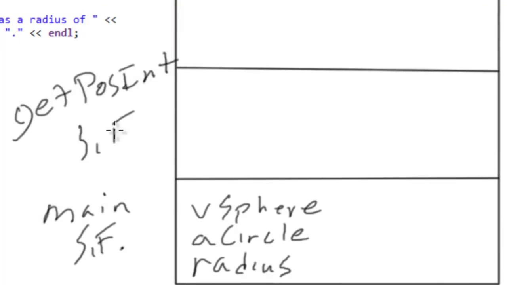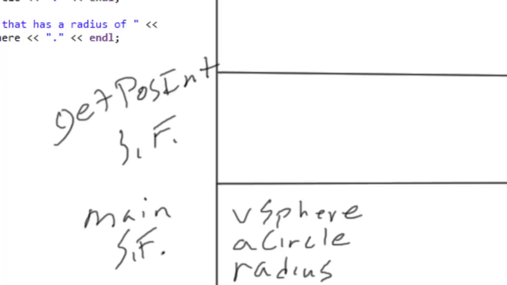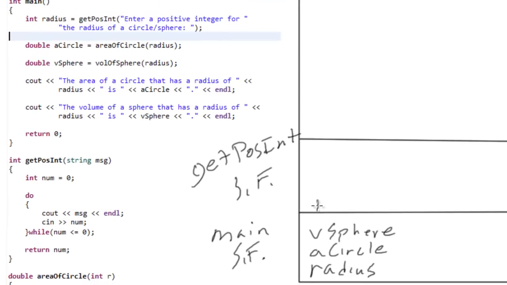So this is the getPosInt stack frame. This is where getPosInt's local variables will go. It has a local variable here, the formal parameter. All of our formal parameters are considered local variables. And it also has another local variable called num. So we get space allocated here.